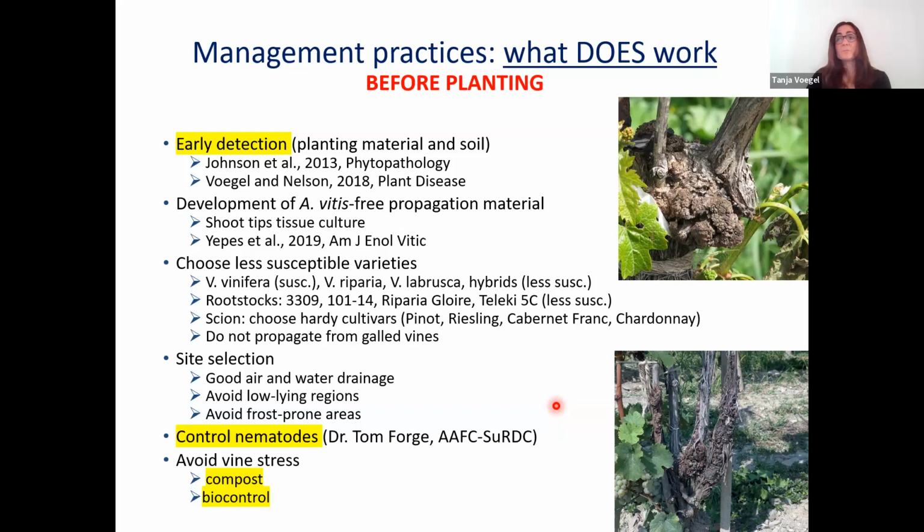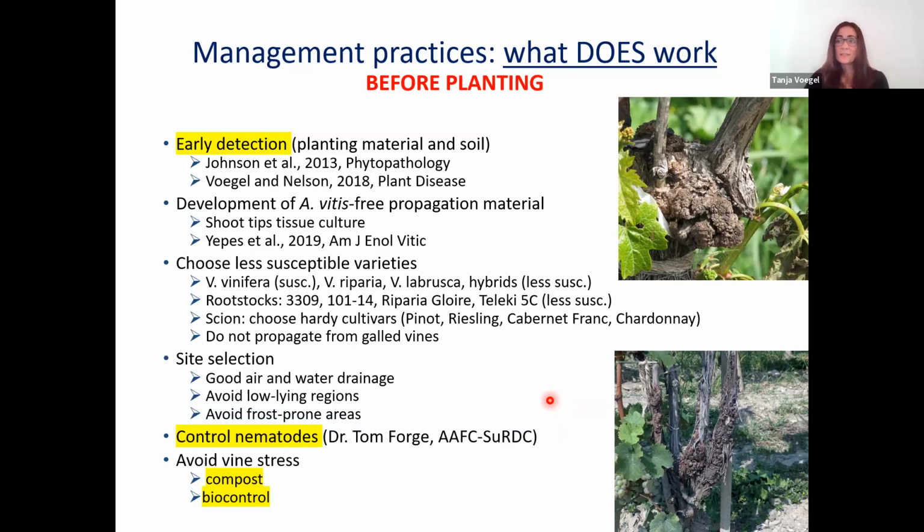Also choose hardy cultivars. So for example, Pinot, Riesling, Cabernet, or Chardonnay. And this next point may be obvious, but if there are galls in a vine, do not propagate from those galled vines, because the bacteria can be anywhere, and it's likely that any cuttings you make from those vines will also have the bacteria present.